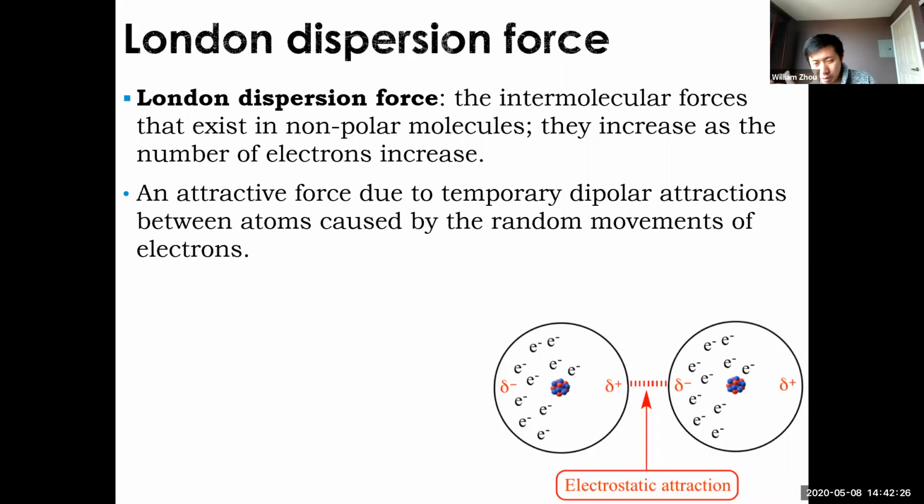It would be delta positive. But this is temporary because electrons move around. They will immediately move back. Okay, so for one split moment, one side of the atom is more negative than the other side. And this will cause a temporary attraction on another atom that happens to have electrons on one side as well.